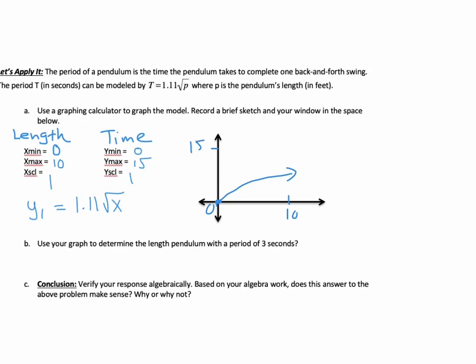Then part B, it said use your graph to determine the length of the pendulum after 3 seconds. So they're saying, hey, let your big T be 3. Well, in this case, that means they want us to basically figure out when y is 3. So you could just trace. I would trace on my calculator, and that's what I did do. I just don't have one on my iPad here for you. So I traced until I got a y value of 3.